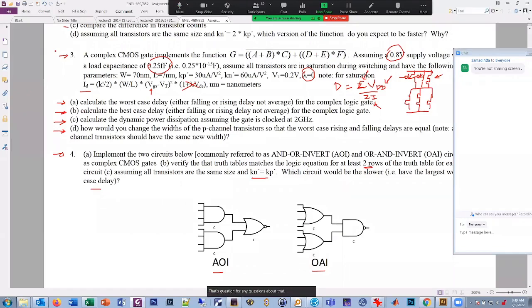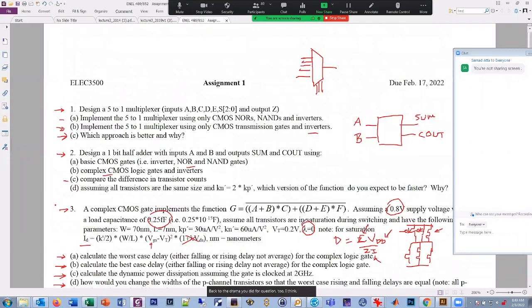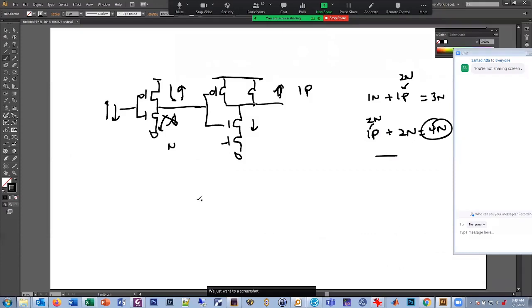Can you go back to the drawing that you did for question 2, I think? Question 2 up here? Yeah. No, you drew it on the Paint or whatever, the app. Oh yeah, sorry. Oh, you just want to do a screenshot? Do we have a question? Yeah, I just wanted to do a screenshot. Oh, okay.